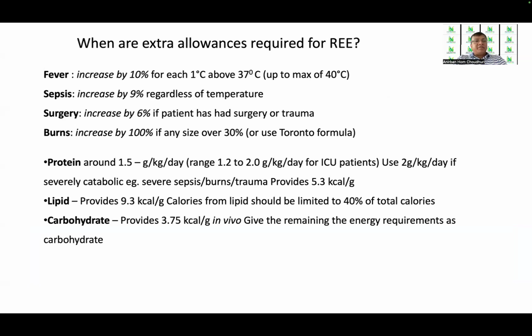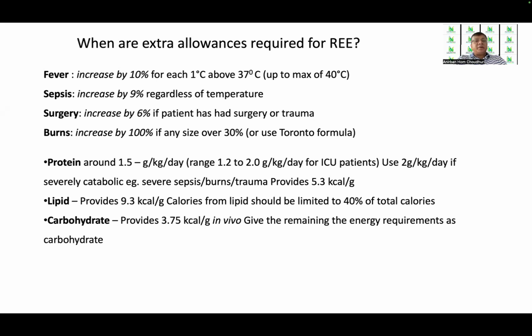If the patient is having fever, then increase by 10% for each 1 degree centigrade above 37 degrees, up to a maximum of 40 degrees. Beyond that, there is no requirement. Sepsis: increase by 9% regardless of temperature. Surgery: increase by 6% if the patient has had surgery or trauma.